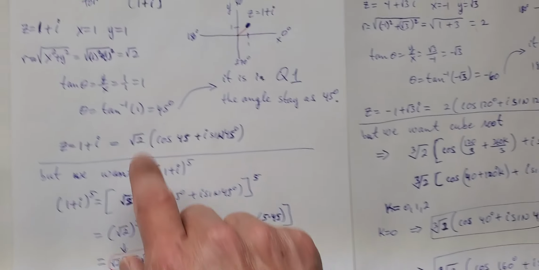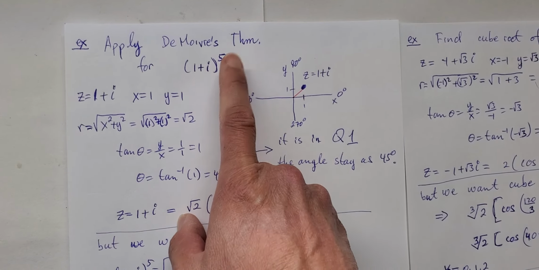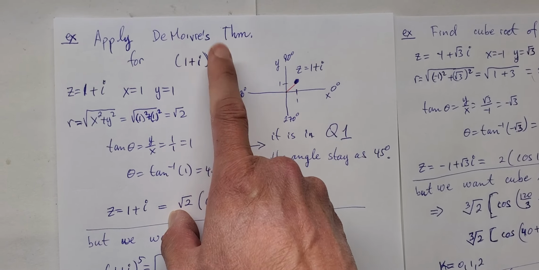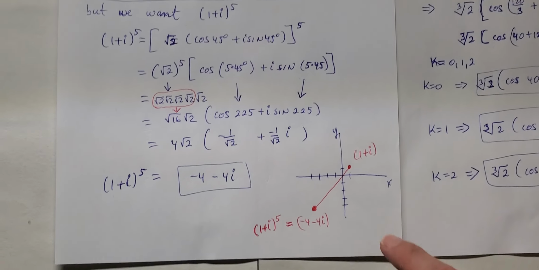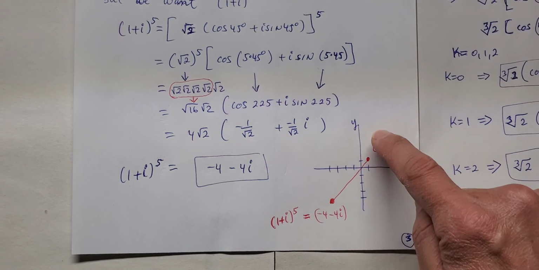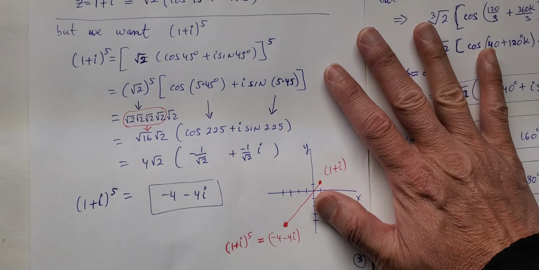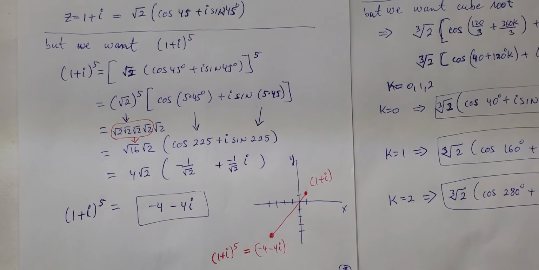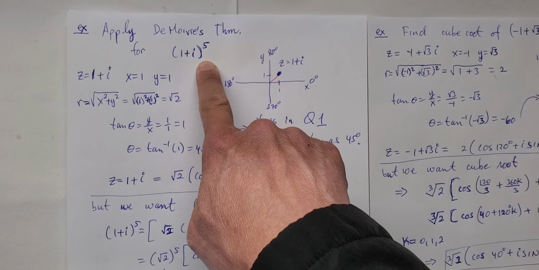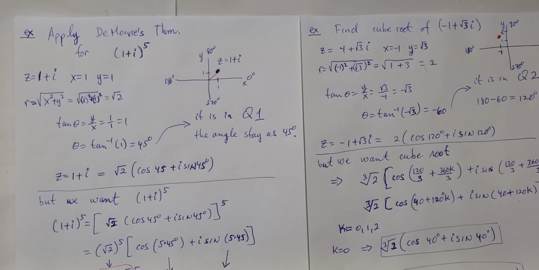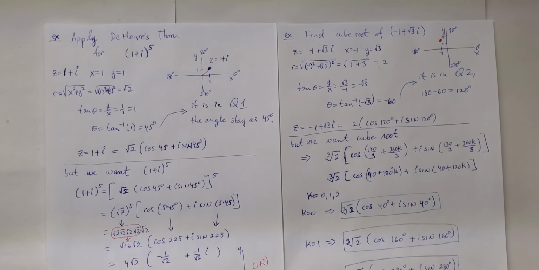Okay, now back to this example, to the 5th power. 5th power means you're raising this complex number to the 5th power. So the original was here. This is the 1st power. 5th power is right here. Okay, so this is the second part of De Moivre's theorem, using the power and the root. So be very careful in this second part of the lesson.